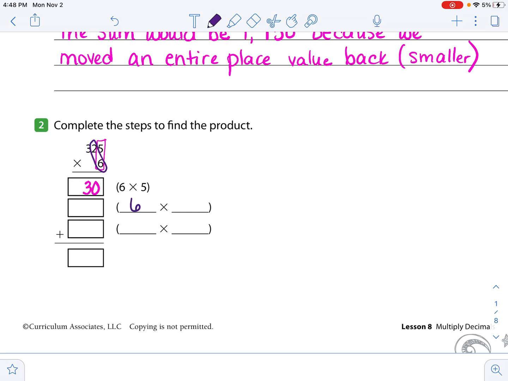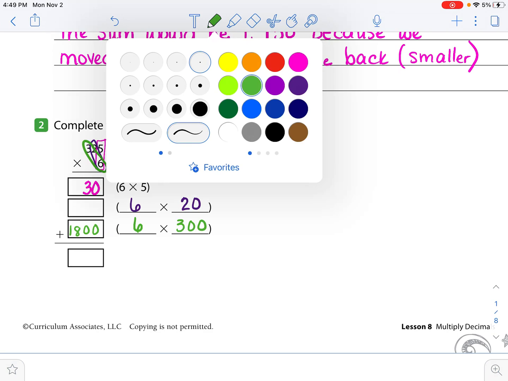6 ones times 2 tens, or 20. So that's 6 times 2, which is 12, and another 0. Okay? Now, the last step is 6 ones times 3 hundreds. So in other words, 1,800. I don't have those lined up very well over here, do I? Should probably write in my box a little bit smaller.